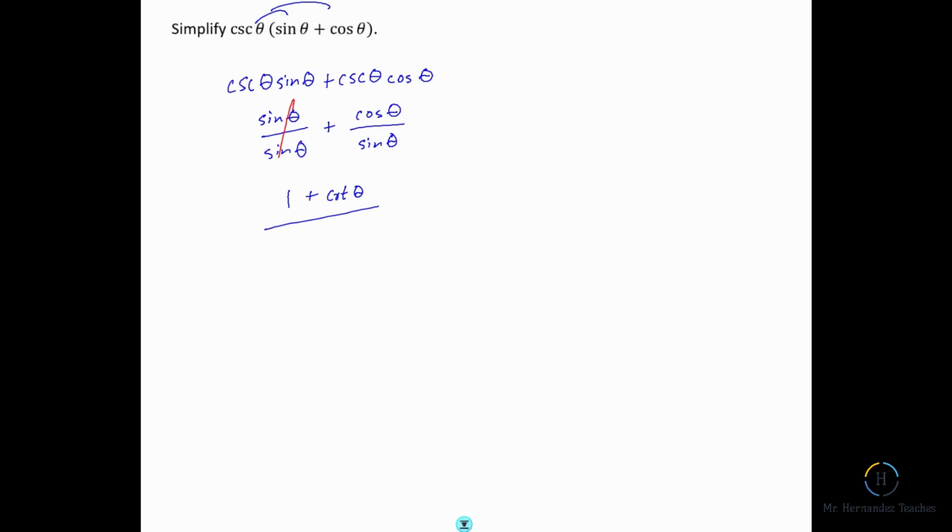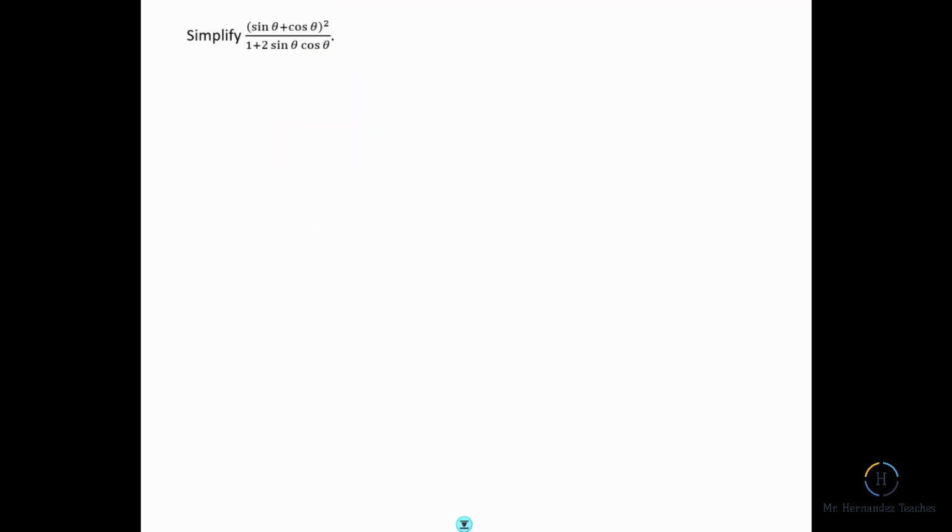All right, so I have another one. This one looks like it'll be a little bit longer, so let's start working through it. You have to know how to simplify. You have to know all these identities. You have to know how to square things. So as I go through this, let's work through it quickly. Let's see what happens. So I have sine of theta plus cosine of theta squared.